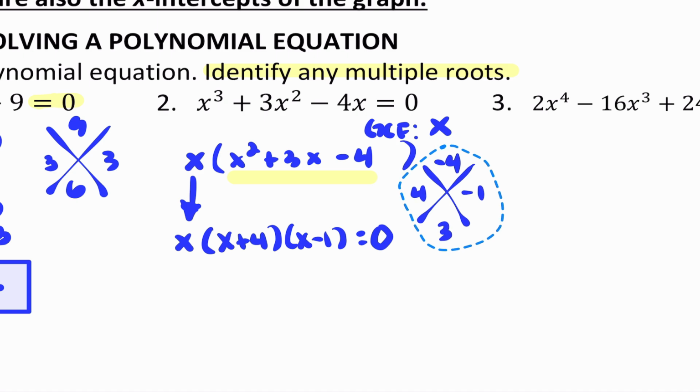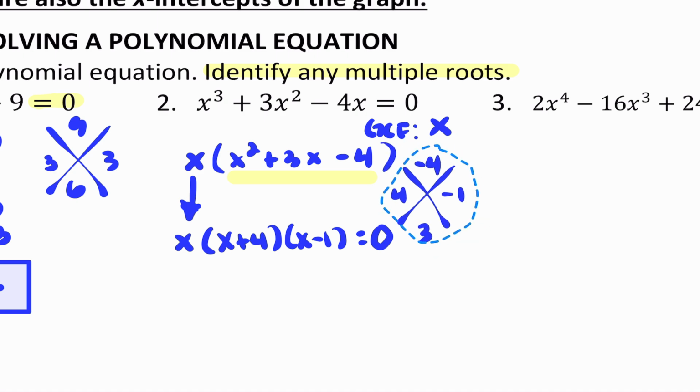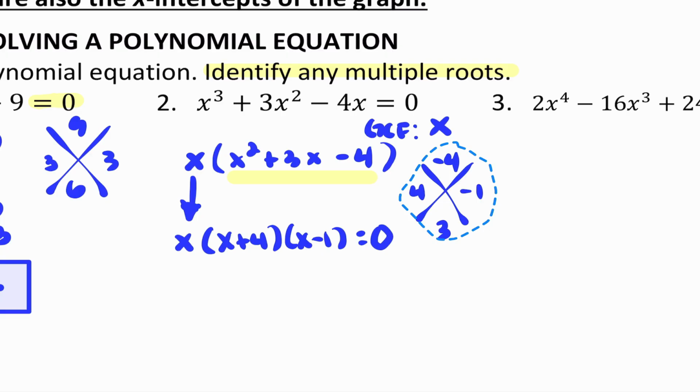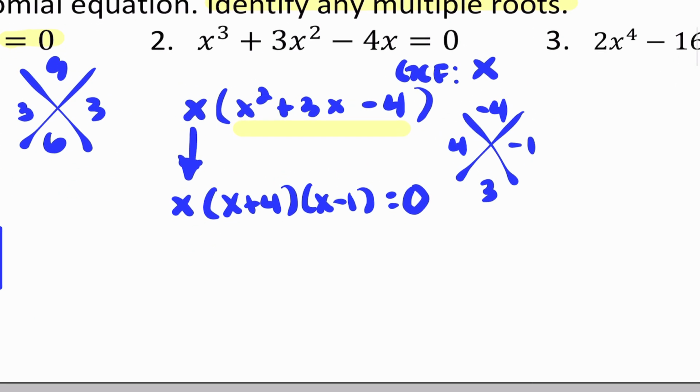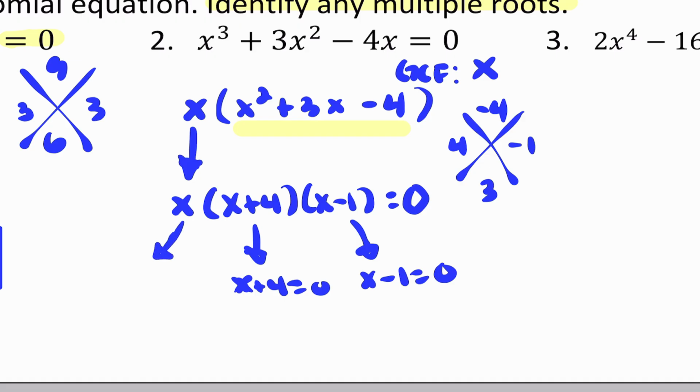So let me go ahead and move this to the right a little bit so I have some space. All right, so x times x plus 4 times x minus 1. So what do I need to do? I need to set this equal to 0. I need to set that equal to 0. And I can't forget about this little x, right? That x is just a variable, and I can set that equal to 0. So x equals 0, we're good to go.